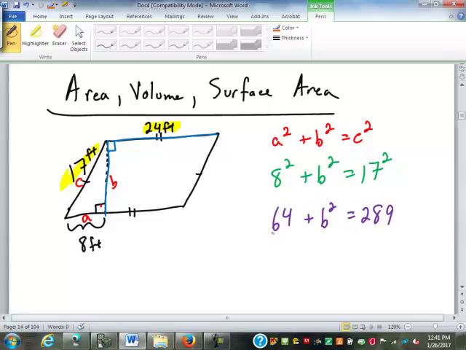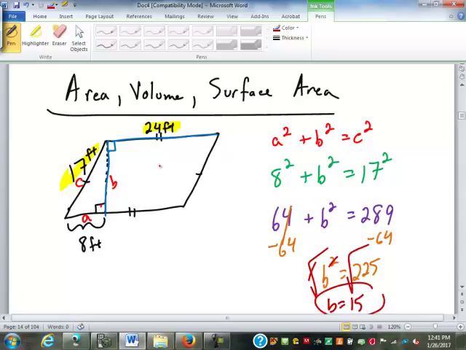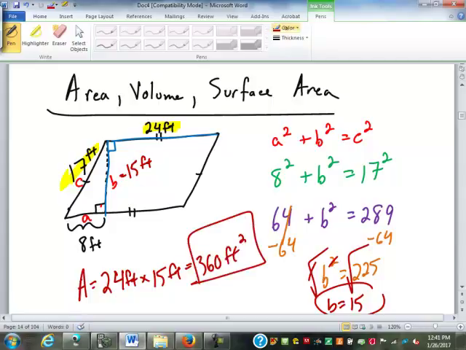Now what do we do? Subtract 64 from both sides, trying to get b by itself. So now we've got b squared equals 225. And then square root. So the square root of b squared is just b. The square root of 225 is 15. So it's 15 feet. So my area is 24 feet times 15 feet, otherwise known as 360 square feet. Look familiar?